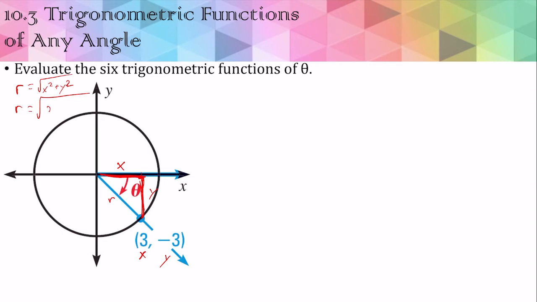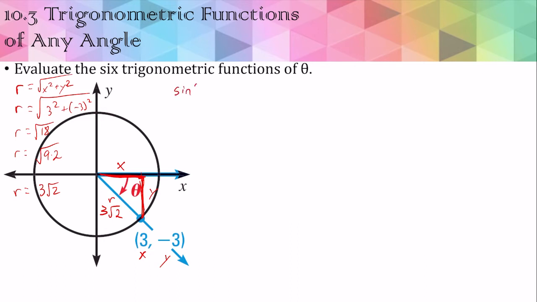So 3 squared plus negative 3 squared equals 9 plus 9, which makes 18. If we simplify that, that is 9 times 2. The square root of 9 is 3, times the square root of 2. So r is 3 square root of 2.